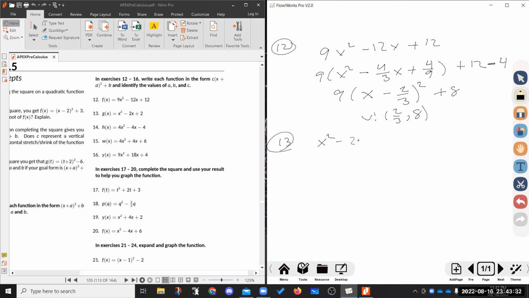x squared minus 2x plus 2. Take half of the middle number and square it is going to give me 1. 2 can be split up into 1 plus 1. This is x minus 1 squared plus 1, and my vertex is at 1, 1. Number 14.